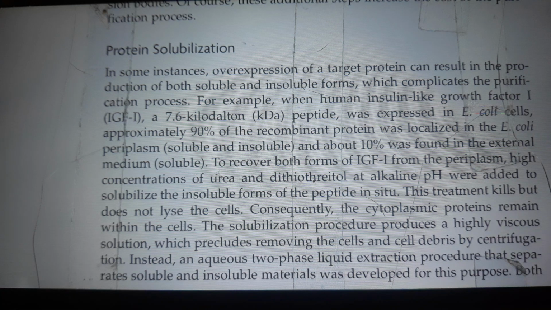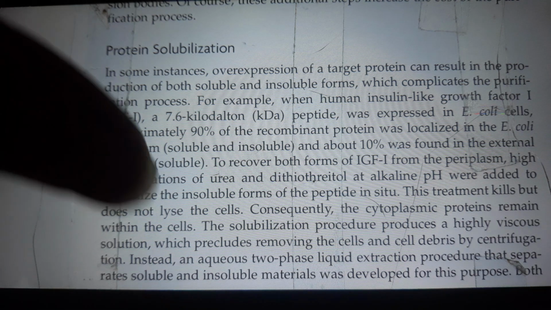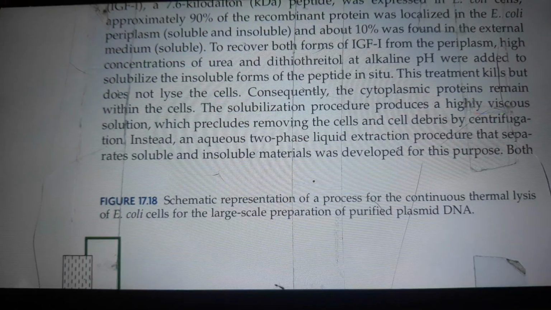To recover both the forms of IGF-I from the periplasm, high concentrations of urea and dithiothreitol at alkaline pH were added to solubilize insoluble forms of the peptide in situ. This treatment kills but does not lyse the cells. The solubilization procedure produces a highly viscous solution, which precludes removing the cells and all cell debris by centrifugation. Instead, an aqueous two-phase liquid extraction procedure that separates both soluble and insoluble materials was developed for this purpose.